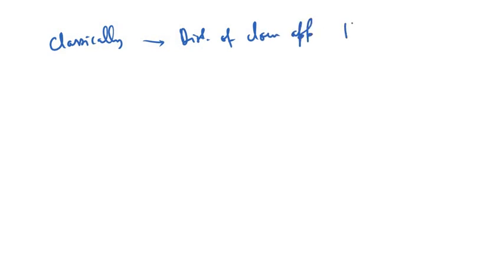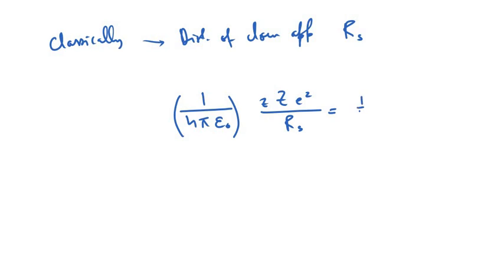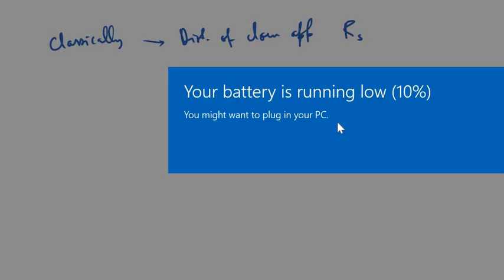Let us call this Rs. So we will get this value of Rs from this condition, 1 by 4 pi epsilon 0 into small z capital Z E square by Rs, when this is equal to half mu V square, right? This we know. Potential equal to kinetic. Okay, this is the energy at the distance of closest approach, hardly any kinetic energy, and this is the kinetic energy at very large distances.